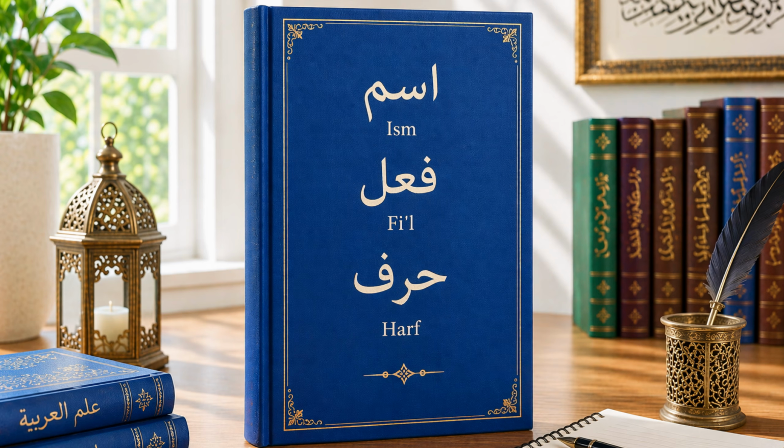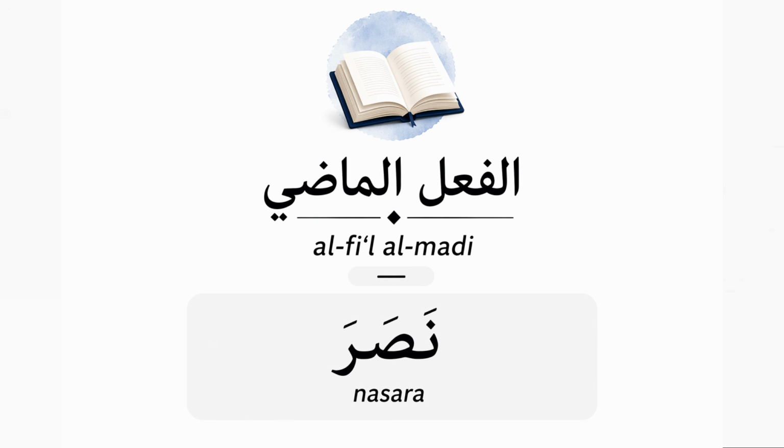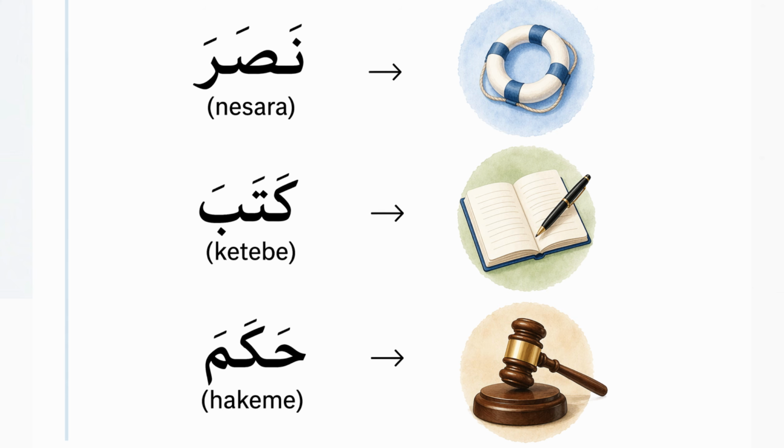Now that we know all the word types, we can start with the 24 different forms which naturally fall into these 3 categories. What does the word Emsile mean? The word Emsile is the plural of mithal, meaning example. So Emsile simply means examples. The first example is Nasara. What is Nasara? Why are we learning Nasara? If you learn Nasara, you also learn Kataba, because Kataba is just like Nasara. So primarily this form is meant. They also sound similar, Kataba, Nasara, Hakama, etc. So these forms are the same.